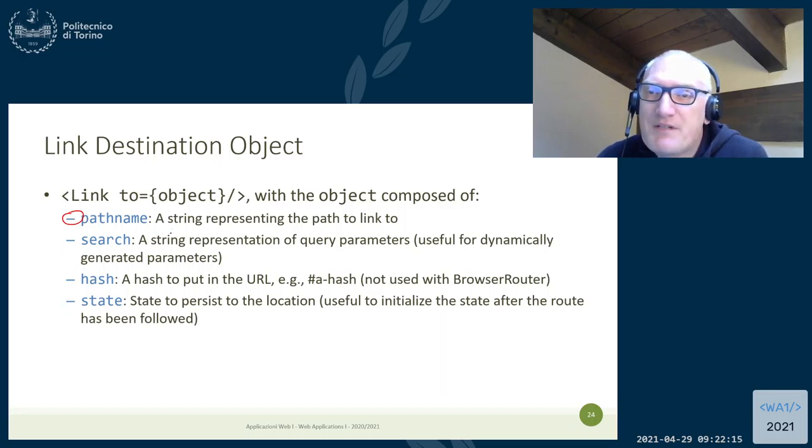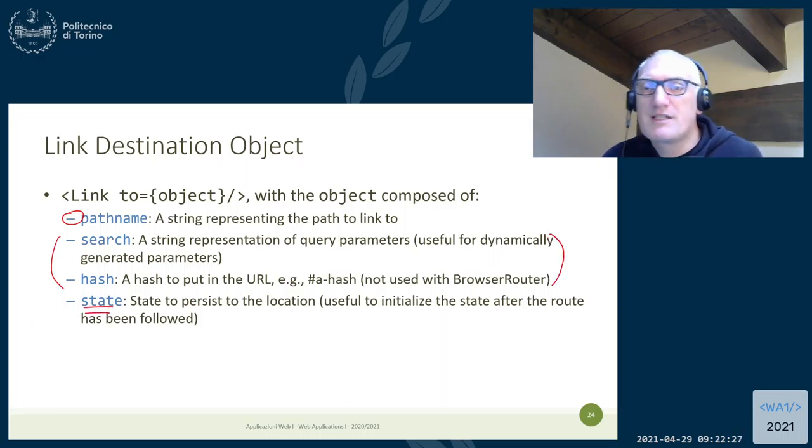Basically, if we have some query string parameters, we want to separate them from a path name, we can use search, but these are rarely used. That's why I'm not mentioning them. And the state is the important one, because it is some state that will persist in the new location. So the new location will know this state.